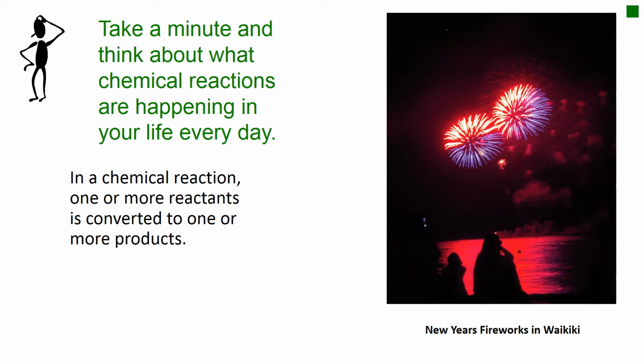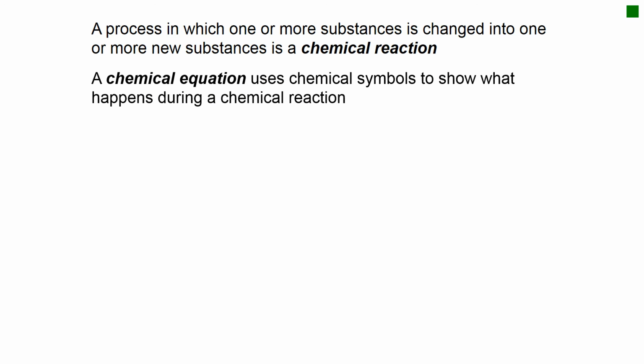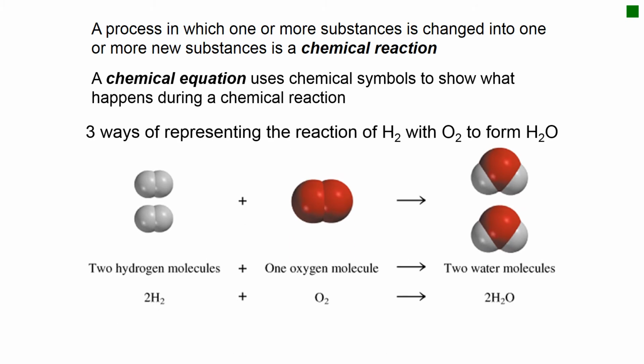So, fireworks are really fun, but in order to realize what a chemical reaction is, it's one or more of the reactants converted to one or more products. Well, that's pretty general, isn't it? Another general sentence we might write is reactants, arrow, products. So again, a chemical reaction is a process in which one or more substances is actually changed into one or more new substances. A chemical equation is the sentence we use to write and describe this chemical reaction. It uses chemical symbols, and it kind of shows us what's happening.